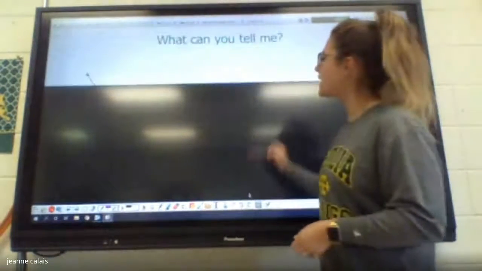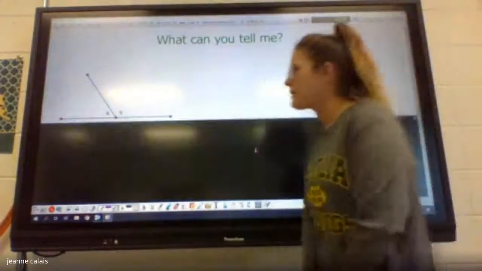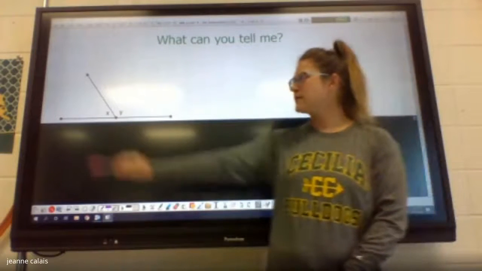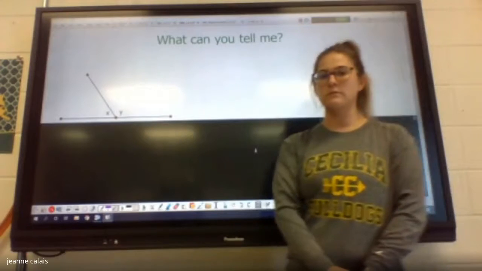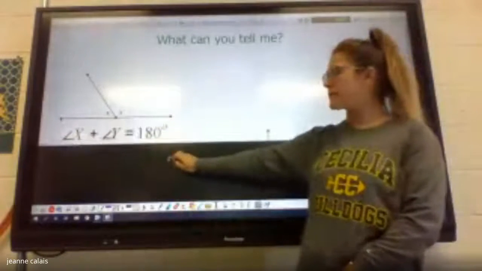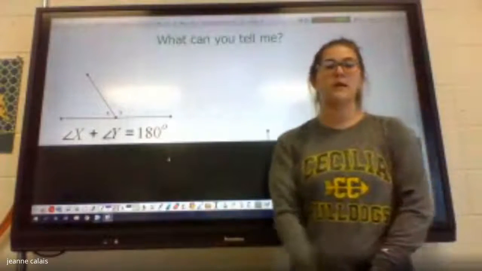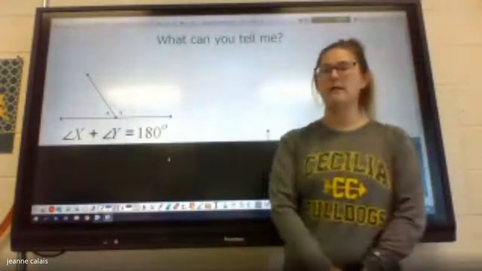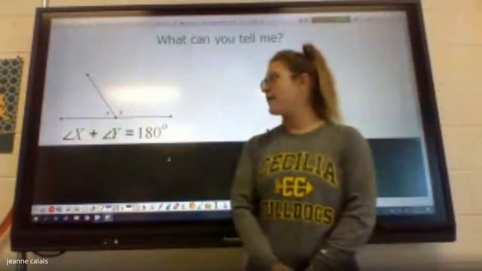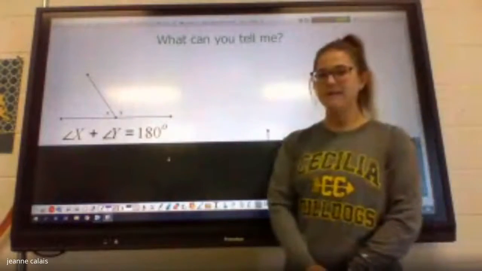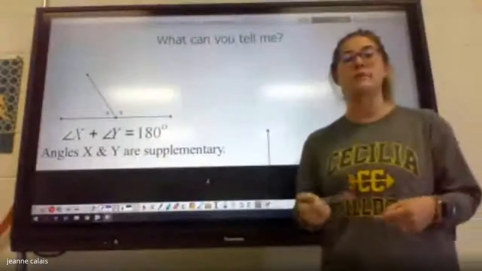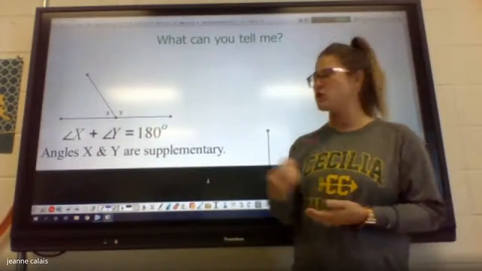So what can you tell me about these two angles here? X and Y make a straight angle, right? Which means X plus Y adds up to 180. Now, we learned way back in the basic vocabulary lesson that if two angles add up to 180, that means they are supplementary. So you have this in your notes. And remember, I told you it's going to be one of those terms. Make sure you know the difference between the two.